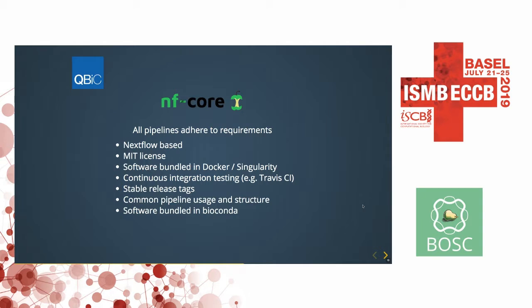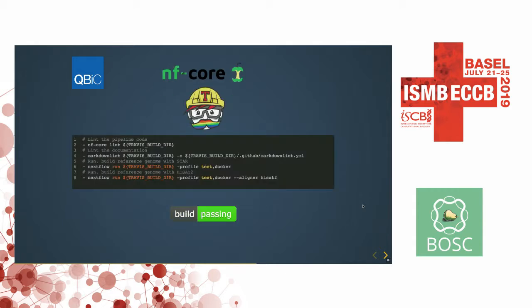We require continuous integration testing using Travis, so all pipelines have to be automatically tested using a test data repository that we have. We also require stable release tags so that people can come back and say, I want to run version 1.0.0 of that specific pipeline two years from now. And we want to have some kind of common pipeline usage and structure. Software should also be bundled in BioConda so that people can use Conda to install everything.